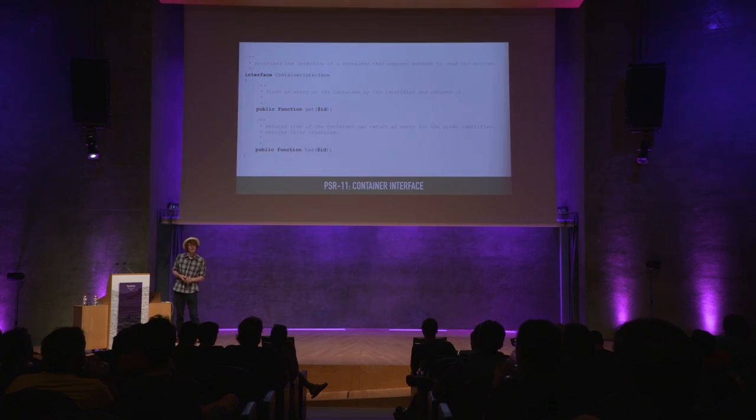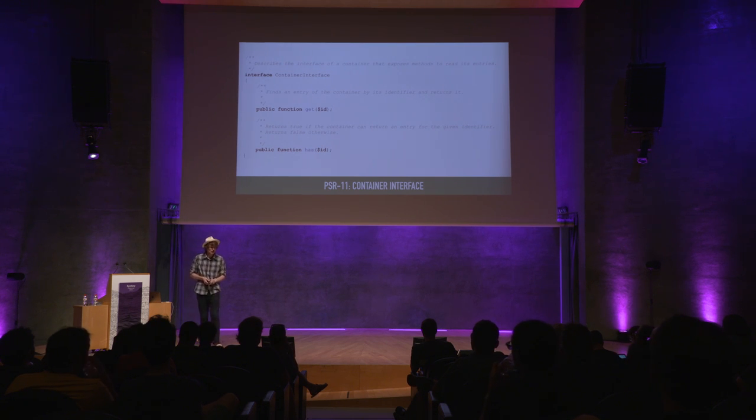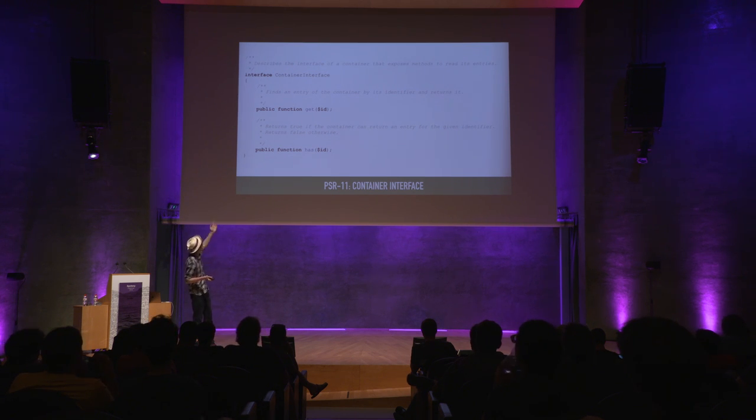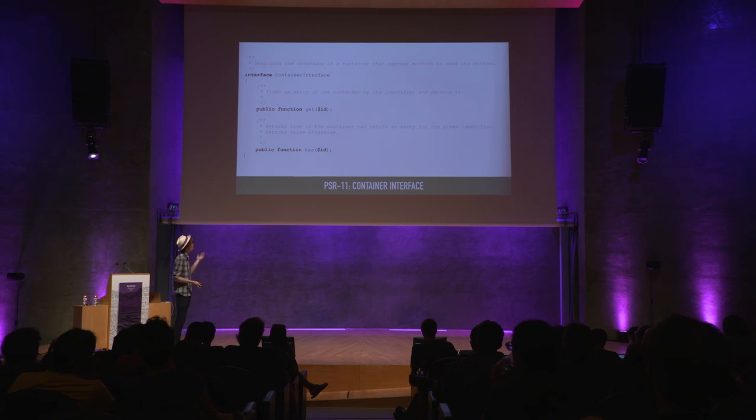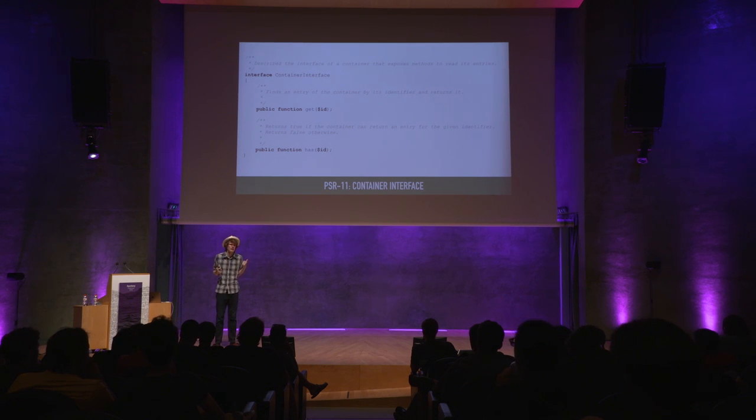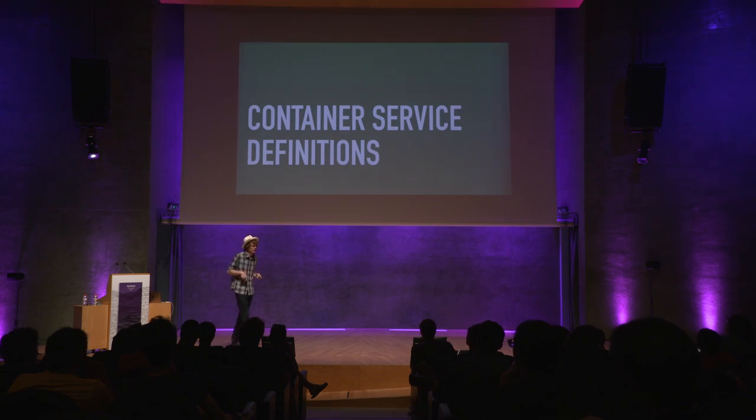PSR 11 container interface, tiny, has two methods at the moment. Obviously, it's not finalized. The idea is that you could get, and then you would just put in the key for the service you want, or see if it has it. Now, they put this through an entrance vote, and then they're like, actually, why are we standardizing this? How often do you have multiple containers in your application? Wouldn't it make more sense to standardize container service definitions?